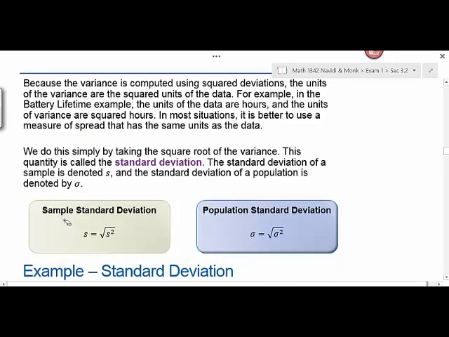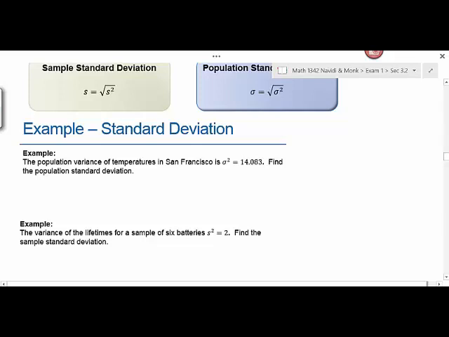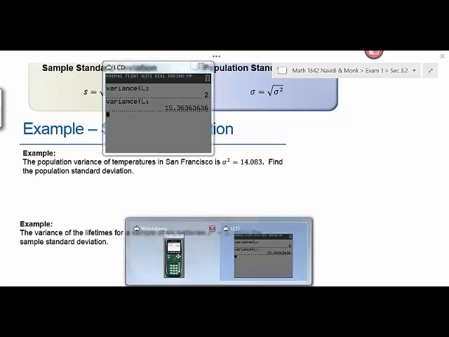The sample standard deviation will be the square root of the sample variance. The population standard deviation is just the square root of the population variance. In this problem, we're told the population variance of temperatures in San Francisco is sigma squared equals 14.083. Find the population standard deviation. How do I find that population standard deviation? Just take the square root.